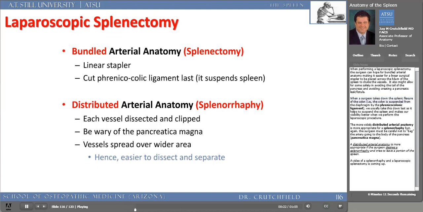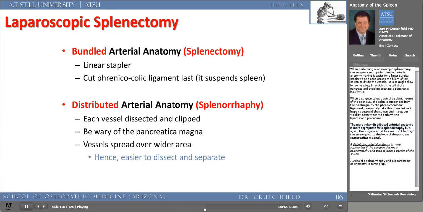When we take down the splenic flexure of the colon, i.e. the colon is suspended to the diaphragm by the phrenicocolic ligament, we usually take this down last because it helps to suspend the spleen and ease our visibility when we perform the laparoscopic procedure.